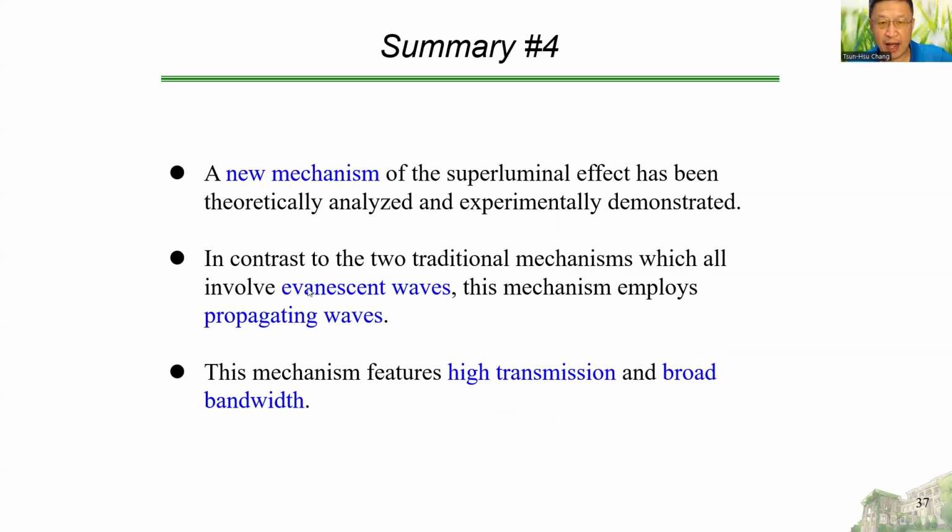In summary, we proposed a new mechanism, analyzed it theoretically, and did the experiment. In contrast to the two traditional mechanisms, evanescent wave tunneling, the traditional mechanisms involve evanescent waves. Our mechanism employs a propagating wave. This mechanism features very high transmission. We achieve 3% or 5%, while other results are just 0.1% or at most 1%. And it has a very broad bandwidth.